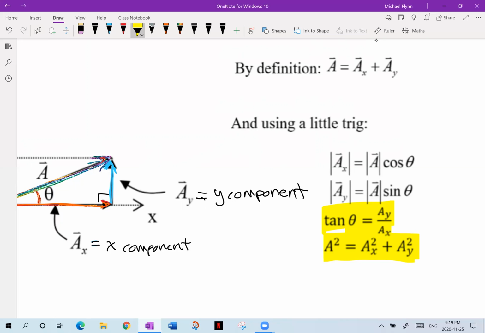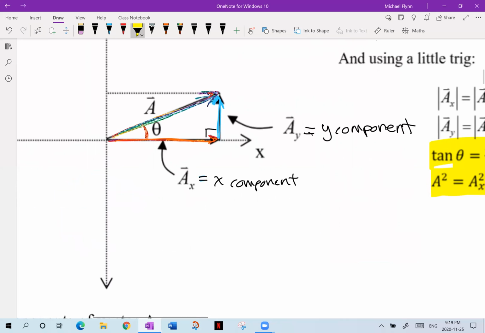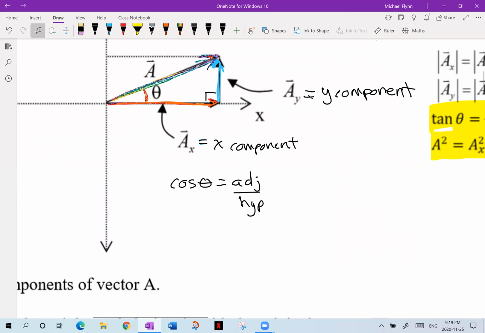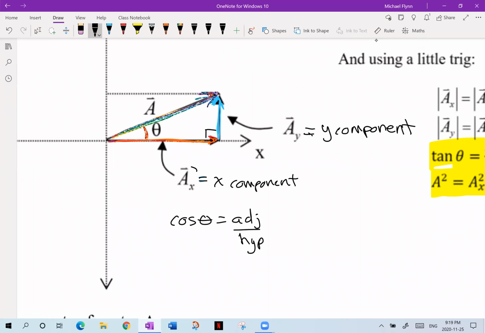So we use cosine of theta. Here, let me write it for you. If I wrote cos of theta, we know cos of theta would equal adjacent divided by hypotenuse, right? That's what you've learned in grade 10. Well, here, the adjacent side is AX. So this is equal to AX divided by the hypotenuse, and the hypotenuse is the original vector A. That's this vector here. And so therefore, if I solve the equation for AX, I get A times cos of theta.